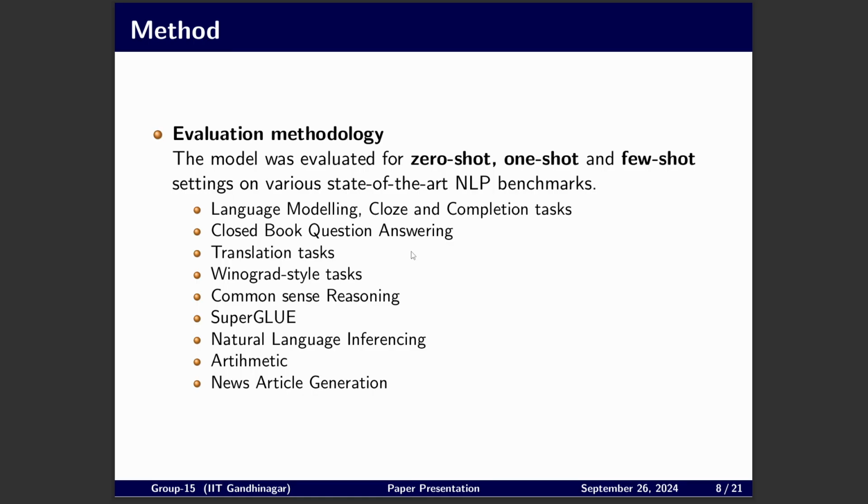For evaluation, the authors trained 8 models of varying parameter sizes. The smallest model has 125 million parameters and the largest model has 175 billion parameters. For each of these models, they used 3 settings. That is zero shot, where you give no examples and no in-context learning takes place; one shot, where you give one single example during inference for the model to learn from; and few shot, where you give more than one example. For all these 8 models and all 3 settings, they evaluated the models on various state of the art NLP benchmarks. We will be talking more about these in the results section.